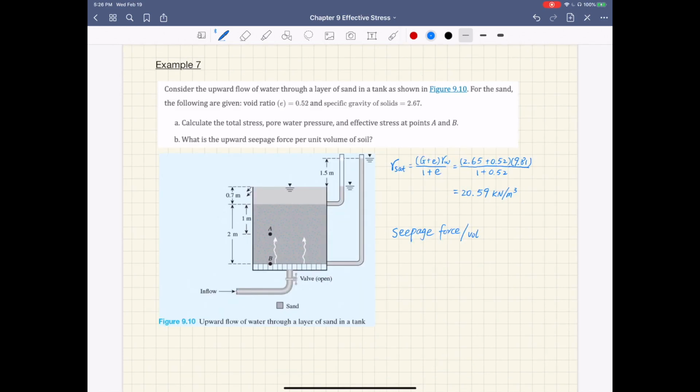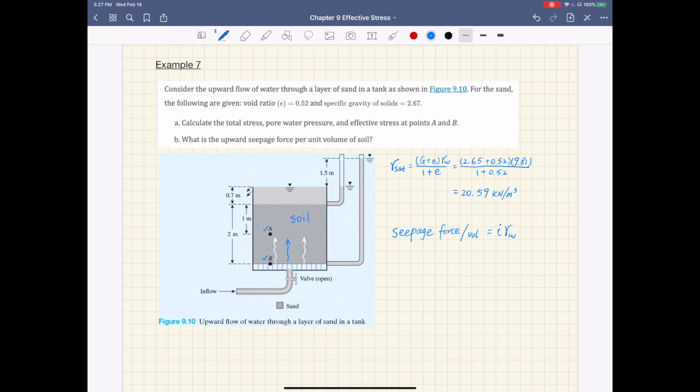Now let's take a look at one example of stress calculation where there's an upward flow of water through the soil layer, the sand layer. So this is a soil layer, it's a sandy soil, and you have upward water flow. And you're asked to calculate the total stress, pore pressure, and effective stress at points A and B, and also the seepage force per unit volume, which we have previously defined as hydraulic gradient times unit weight of water.